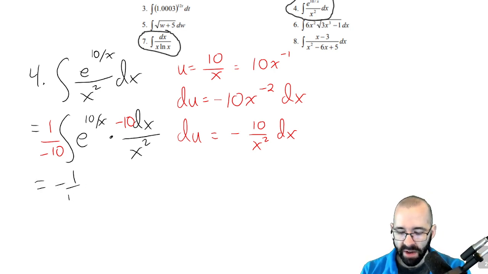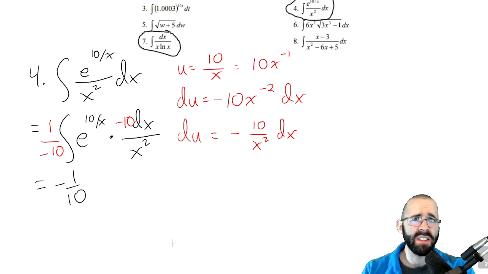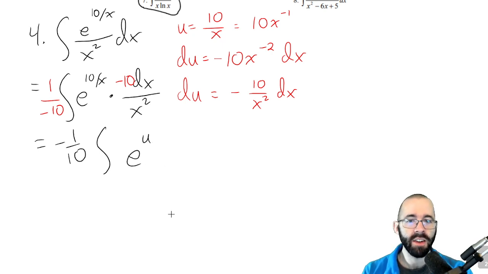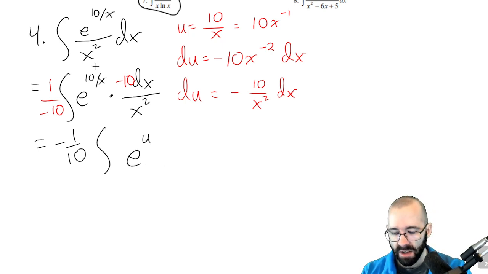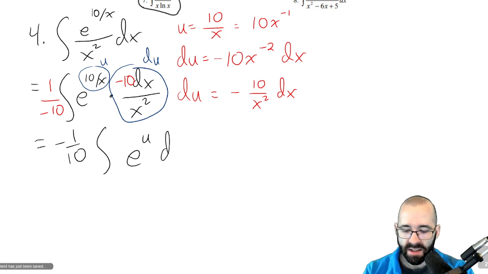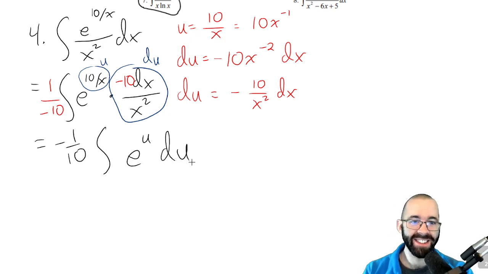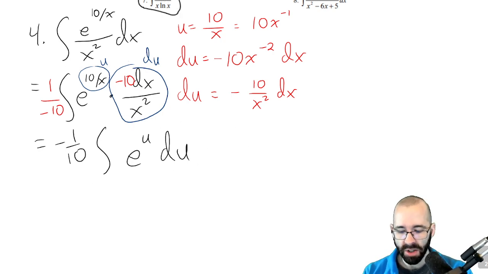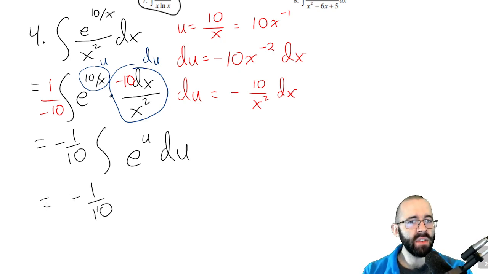So we have negative 1/10. I don't like writing negatives in the bottom. I like writing it in front. The integral of e to the 10 over x, and remember 10 over x was u, right? This was u. We said this was exactly du. And we get something really nice. It started off really messy, but a quick substitution made it look super good. We get negative 1/10. What's the antiderivative of e to the u?